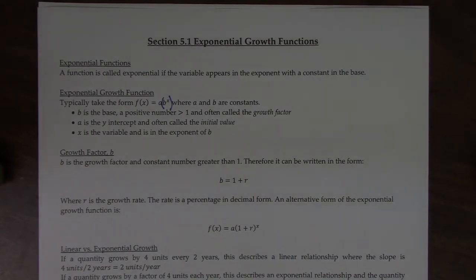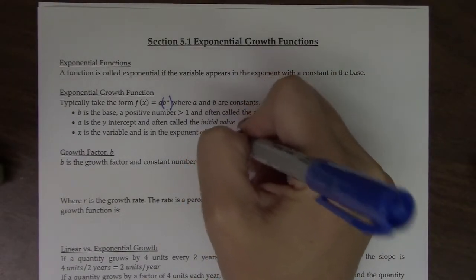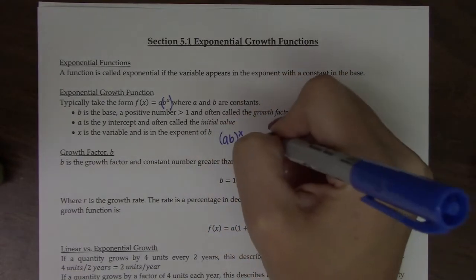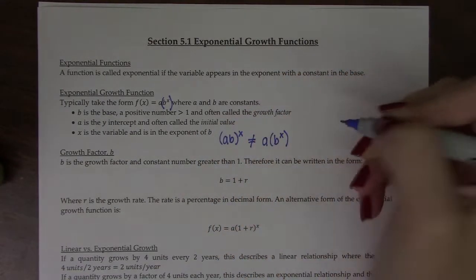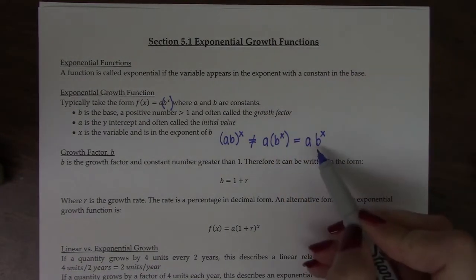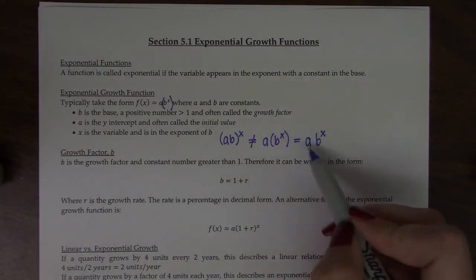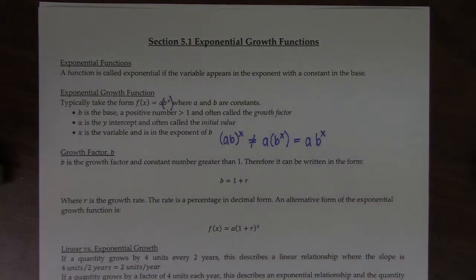If the base is a positive number greater than 1, then we call it the growth factor. A is the y-intercept, also called the initial value, and x is the variable and is in the exponent of b. Keep in mind that a times b to the x is not the same thing as a times b times x. When we write a b to the x, it is implied that we mean this and not this. If we mean this, we would write that. So a is the coefficient out front, or the initial value, and b is the base.